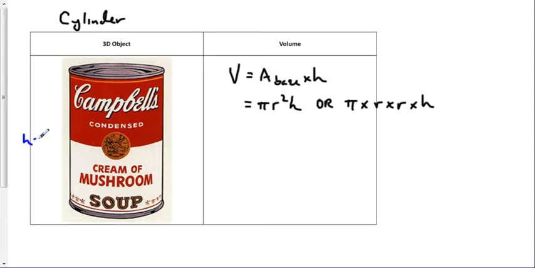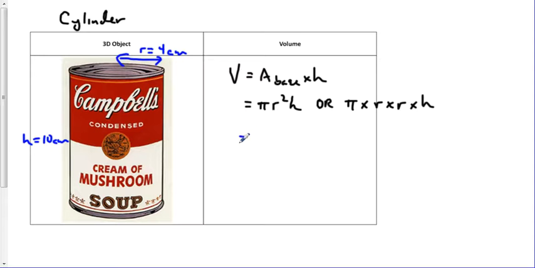So let's make it a fairly small soup can. How about 10 centimeters tall? And just to make it to scale here, why don't we choose, I don't know, how about a radius of 4 centimeters? I have no idea if that's what an actual can looks like. We're just trying out some things. Just getting used to the calculation.